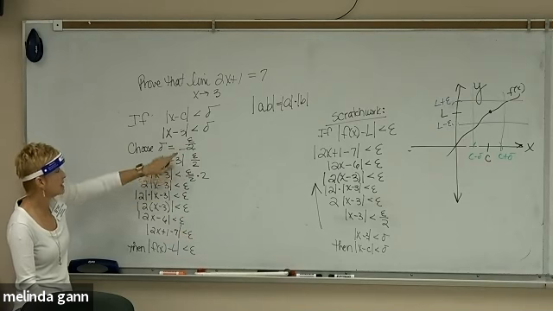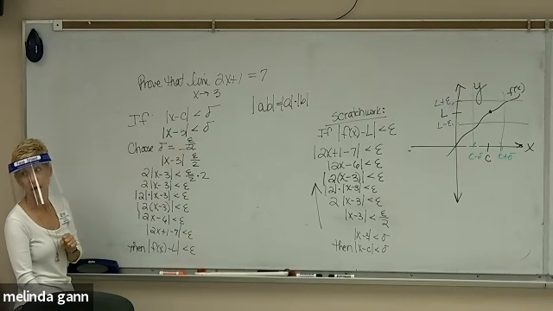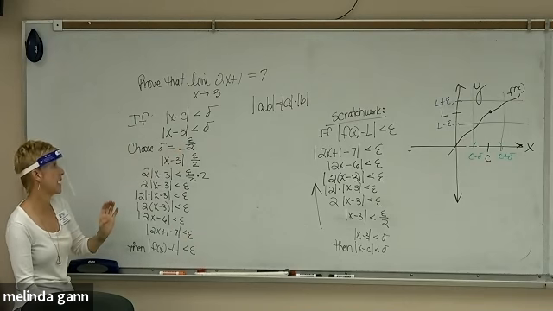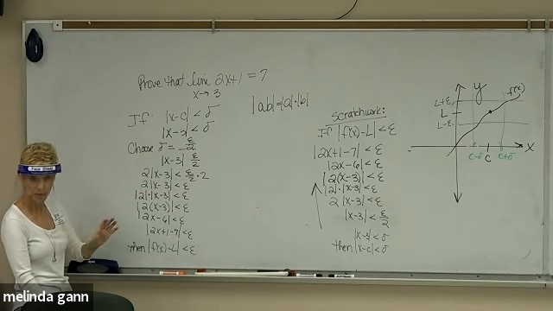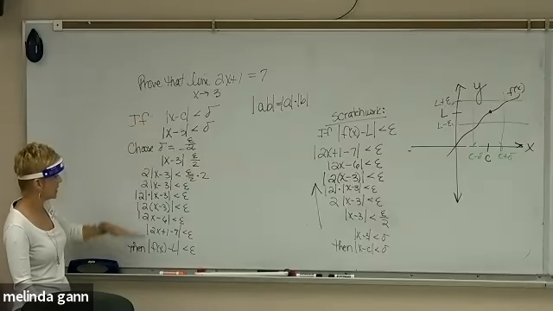Now, it won't always be epsilon divided by 2 in every problem. It might be 3 times epsilon sometimes. It might be epsilon divided by 7 sometimes. You should say it can change. But you're supposed to start with this one and end with this one.